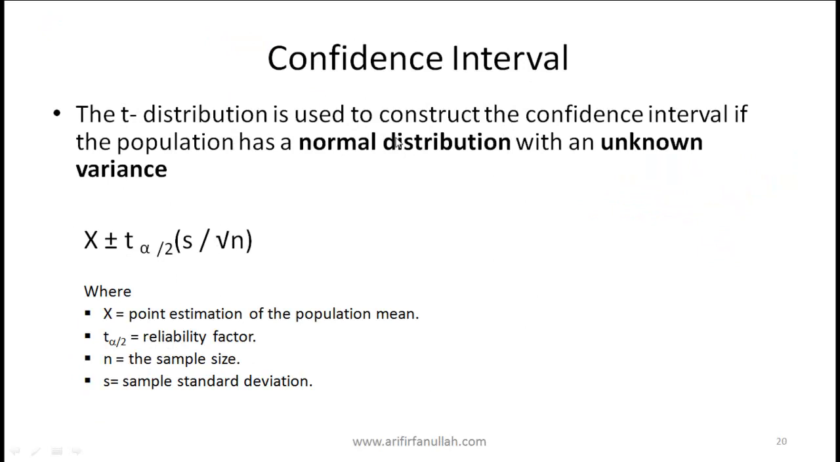So as we have less and less probability in the tails, the value of the t value increases. The t distribution is used to construct the confidence interval if the population has a normal distribution with an unknown variance. So we've already talked about that. Construction of the confidence interval is exactly like what we've seen before. The only difference is that instead of z alpha over 2, we now use t alpha over 2, and instead of using the population standard deviation, we are using the sample standard deviation.